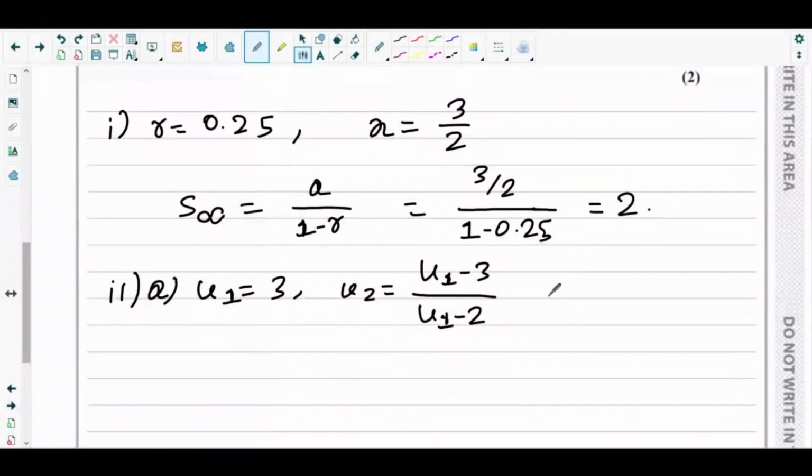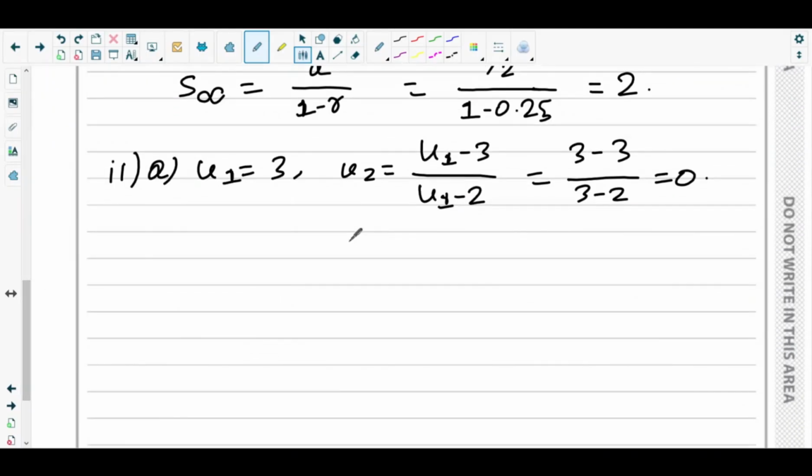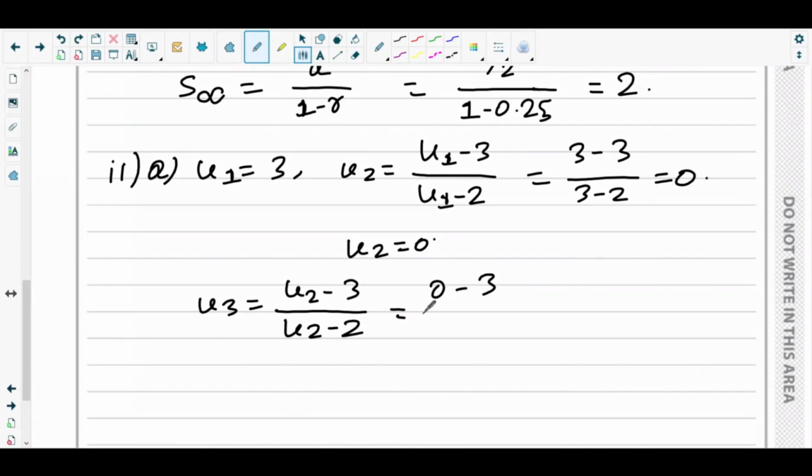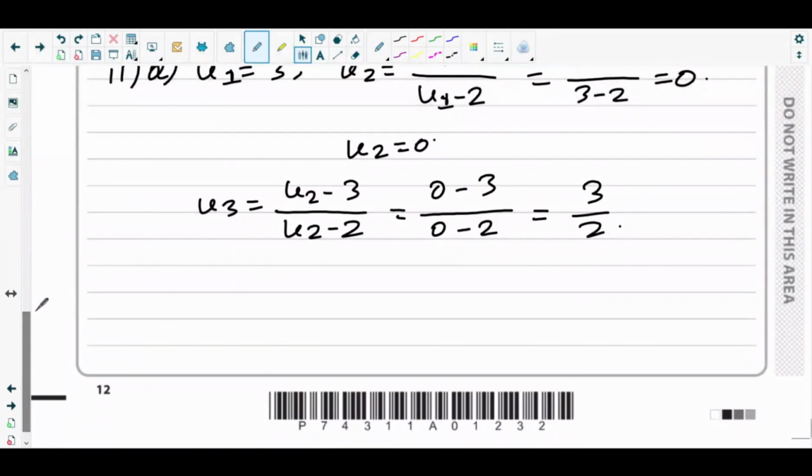So 3 minus 3, since u1 is 3, over 3 minus 2, which is 1, so the result is 0. So u2 is 0. Let's find u3. u3 is u2 minus 3 over u2 minus 2. u2 is 0, so 0 minus 3 over 0 minus 2, which is 3 over 2. So we got u3, which is 3 over 2.